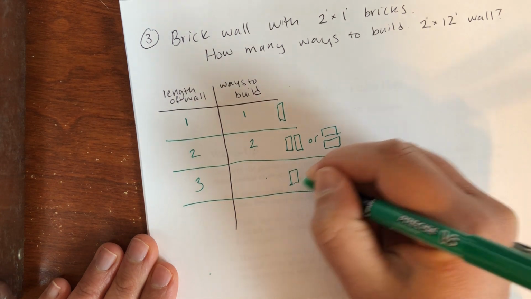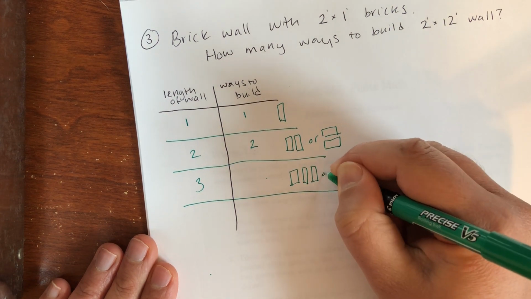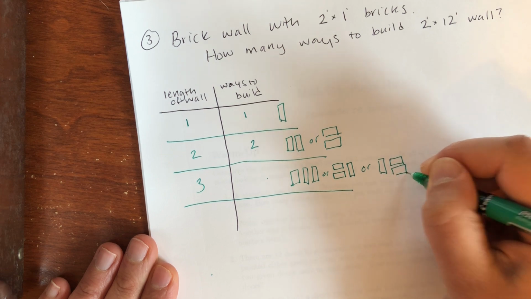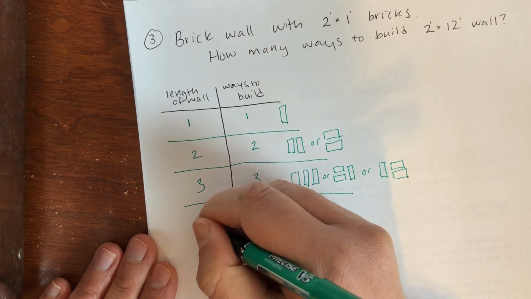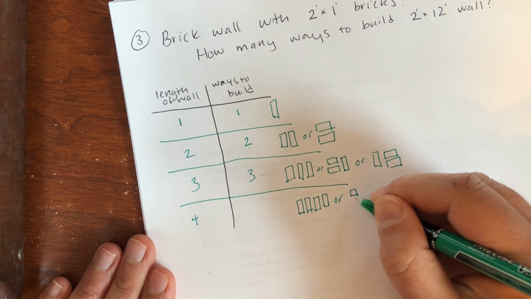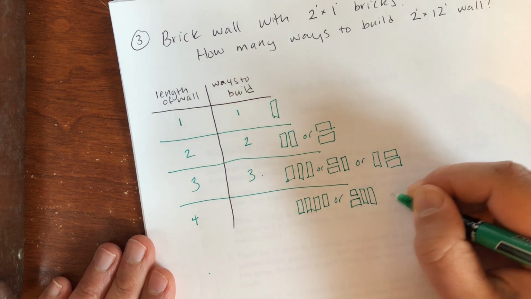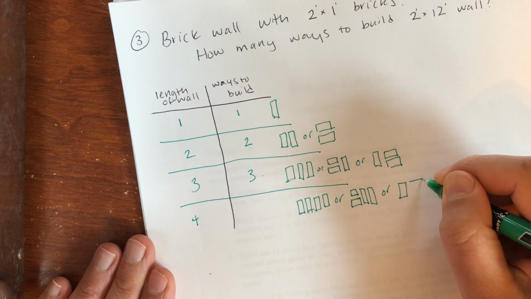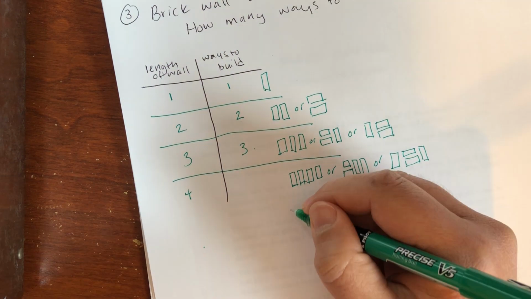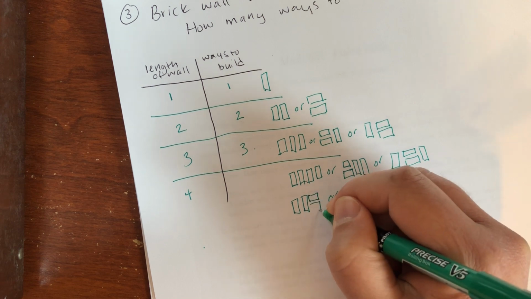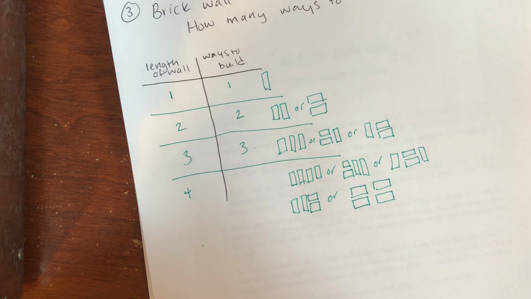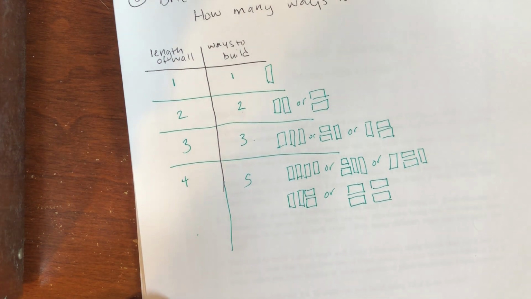In the 3 case, we could either do 3 vertical bricks, or we could do 2 horizontal followed by a vertical, or we could do a vertical followed by 2 horizontal. So this is going to be 3 ways. For 4, we could do 4 vertical, or 2 horizontal and a vertical, and another vertical, or vertical, horizontal, horizontal, vertical. This is getting tiresome. Or let's see, we could do vertical, vertical, horizontal, horizontal, or finally we could do horizontal, horizontal, horizontal, horizontal. All right, so these are my 5 different ways of building a 2 by 4 wall.